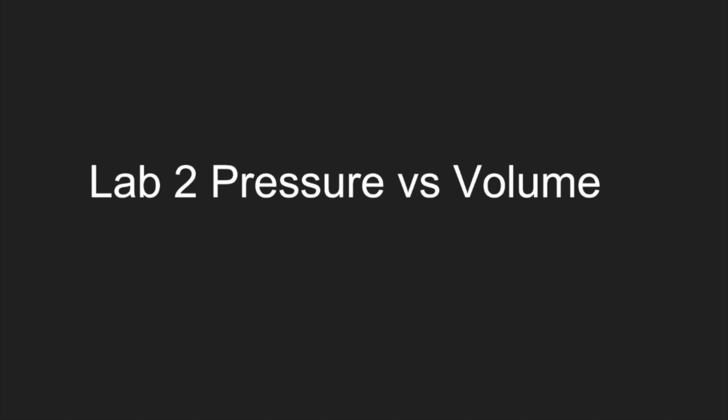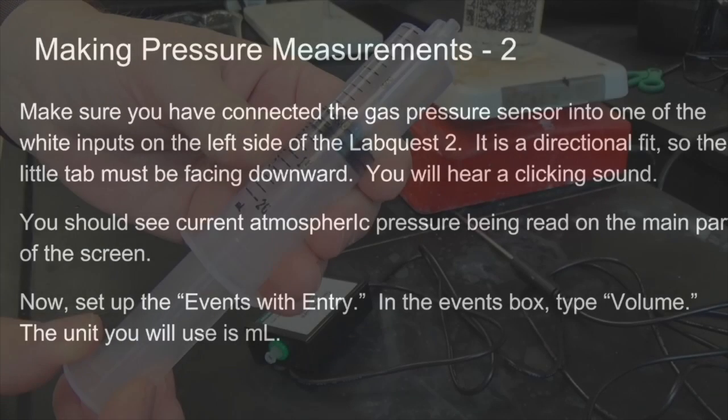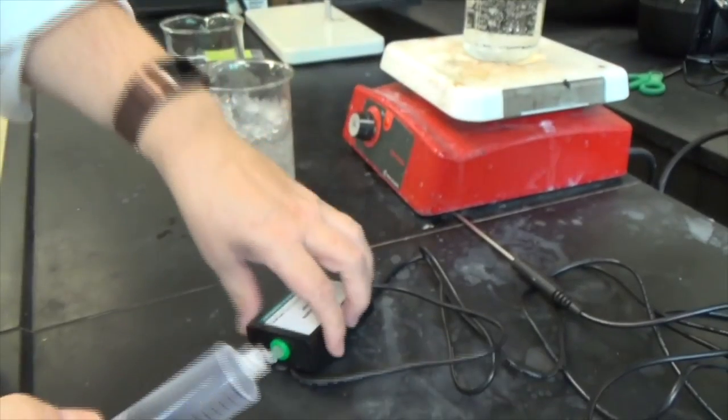Lab 2, pressure versus volume. This lab will follow many of the same steps. The difference, though, is that on the events with entry screen, we're going to type the word volume, and we're going to use milliliters as our unit. We're also not going to remove the syringe between measurements, but keep the syringe connected.